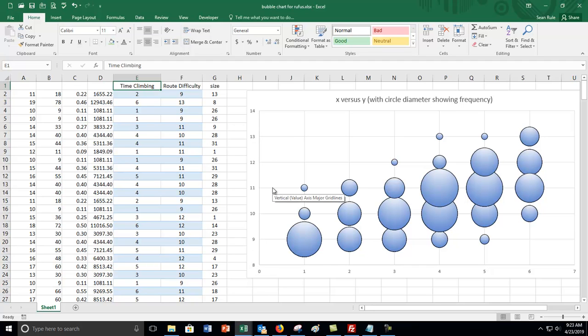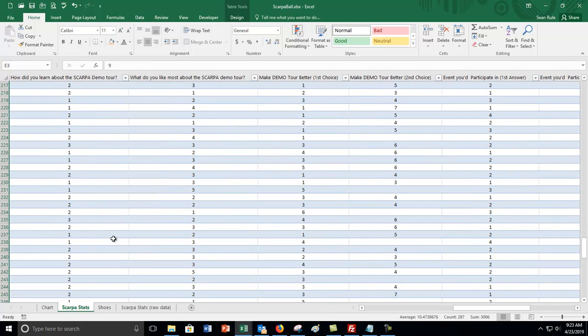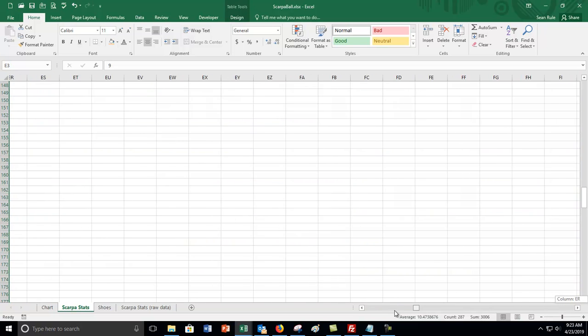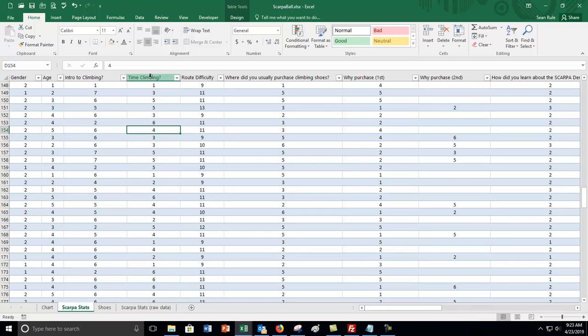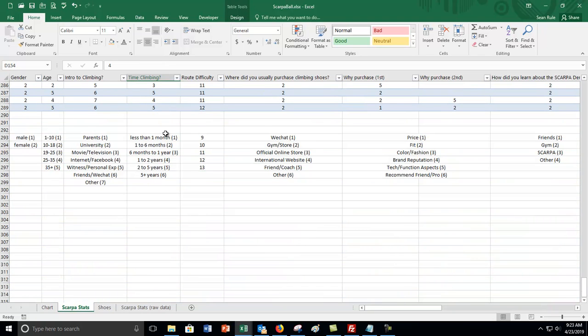Now, just before we go any further, I want to let you know these numbers correspond to the codes. Let's go back over to here real quick. When we looked at the codes, for example, time climbing 1, 3, 5, these are the answer choices on the survey. And then at the bottom of each of these columns is what those numbers mean.